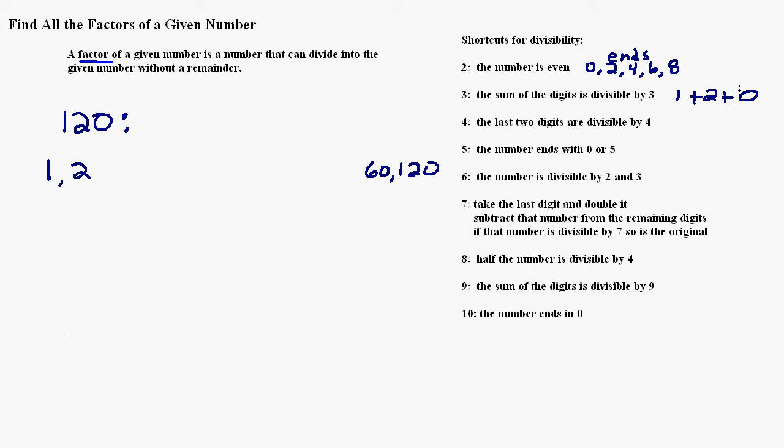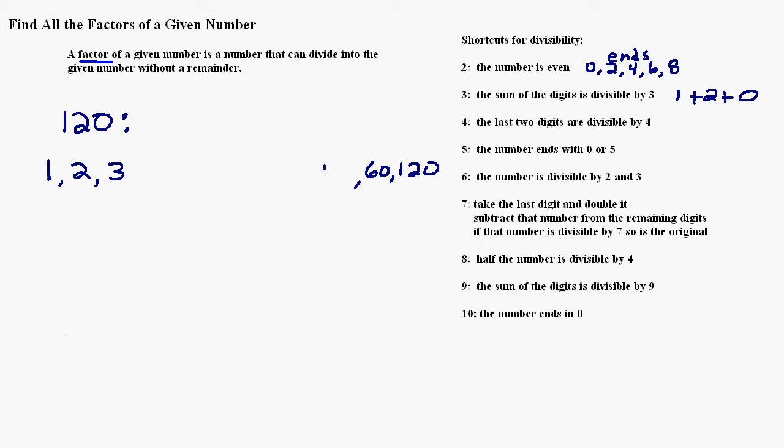Since 3 is divisible by 3, that tells me 120 is divisible by 3. And that will work every time for 3. It only works for 3, and actually 9 has a similar trick. The sum of the digits is divisible by 9. That doesn't work for other numbers. It's just for 3 and 9. So I know 3 goes into 120, so I'm going to add that to my list. Now 3 times what is 120? Well, 3 times 4 is 12, so it's going to be 40.